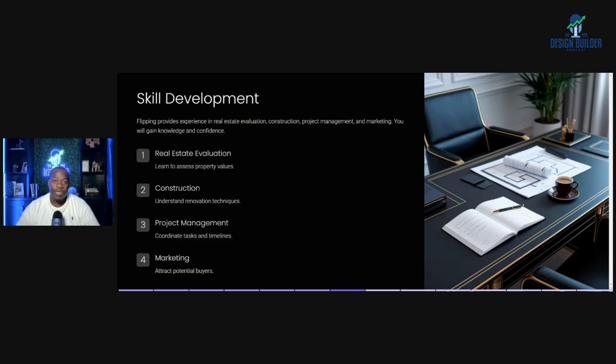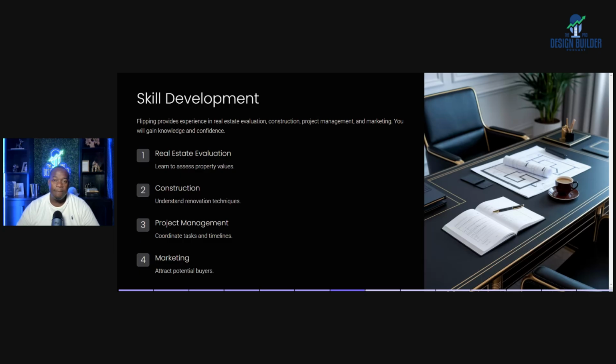Skill development. So there's a number of skills that you're going to need to increase to be successful in any house flipping transaction. Flipping provides experience in real estate evaluation, construction, project management, and marketing. You will need to gain knowledge and confidence. Real estate evaluation: learn to assess property value.